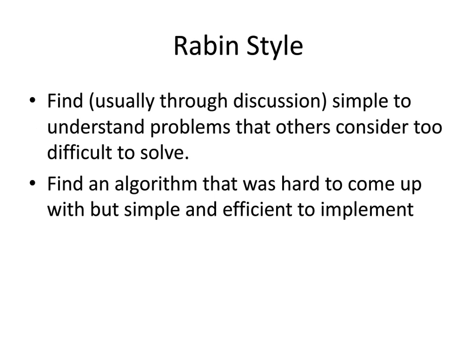So if we contrast the Rabin style with the Backus style, Rabin would find, usually through discussion, and still does, simple to understand problems that others consider too difficult to solve. So he's amazing about taking discussion. He'll go visit someplace and people will talk to him and then he'll figure out something cool to do. And the other hallmark of this work is that the algorithms are often quite simple and efficient to implement, which I find remarkable, because you start with a problem that other people might not even know how to solve, and then you end up with an algorithm that's simple. That's just a thing of beauty.